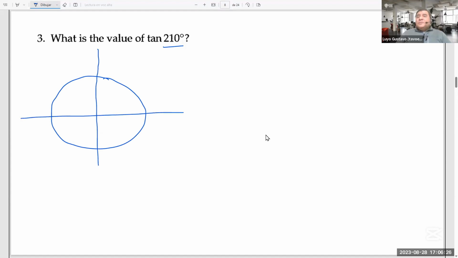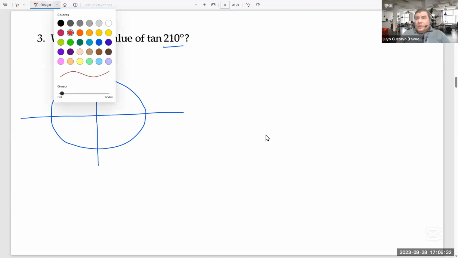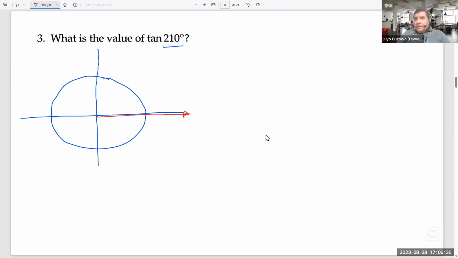So you must draw a radius that forms an angle of 210 degrees with this part of the horizontal axis. Where should it be? Here you have 90 degrees, here you have 180, and here you have 270. So it must be somewhere in between this and this. So probably like here. This would be an angle of 210 degrees. More than 180, less than 270, right?